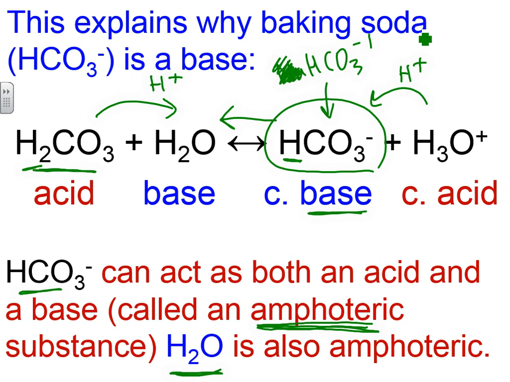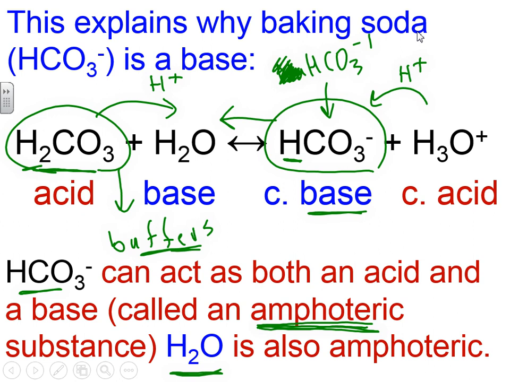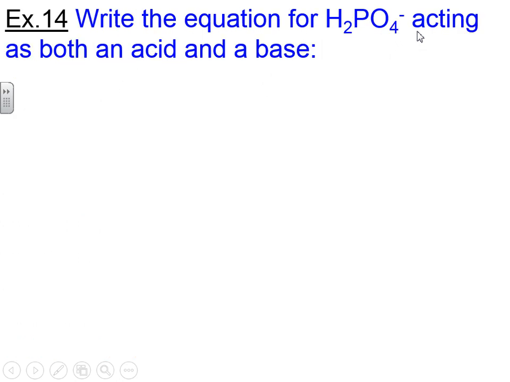And it's actually really important. These substances are real important because they serve an important purpose in creating what are called buffers. And this is a very famous buffer. Buffers keep the pH steady. You'll study them in another class, but buffers are very important to chemical systems, to keeping the pH stable. Alright, let's finish up with this one. Let's write the equation of H2PO4 minus acting as both an acid and a base.